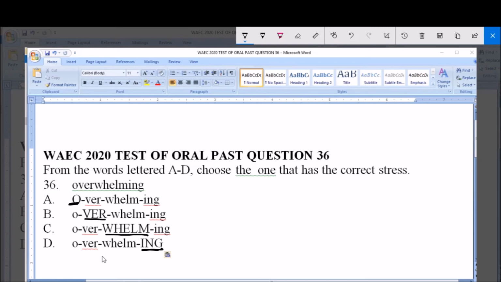So by this thickness, it simply means that the stress falls on whelm, which is option C. So we have our stress on whelm. So option C is correct.